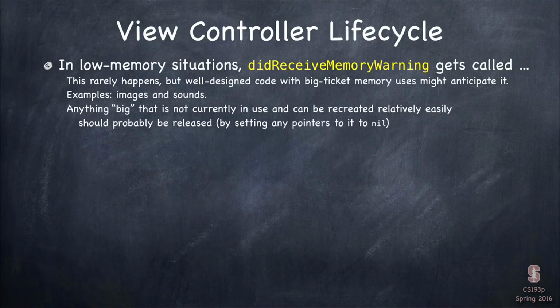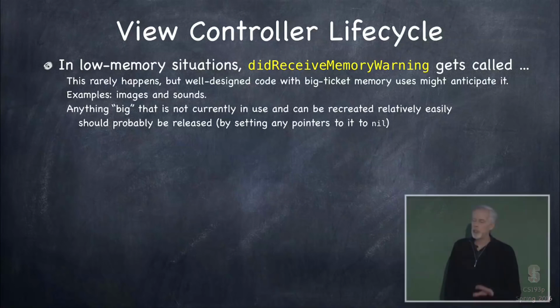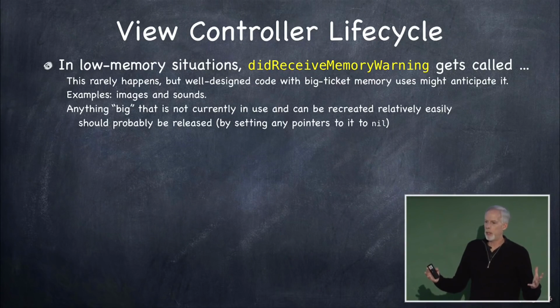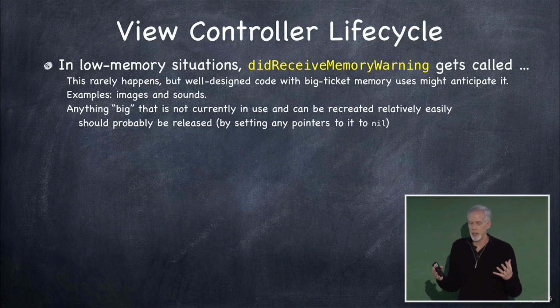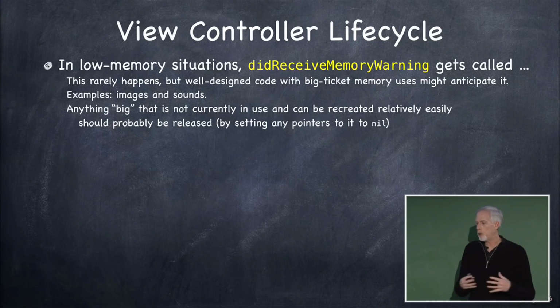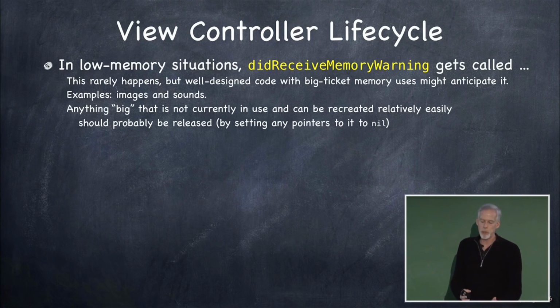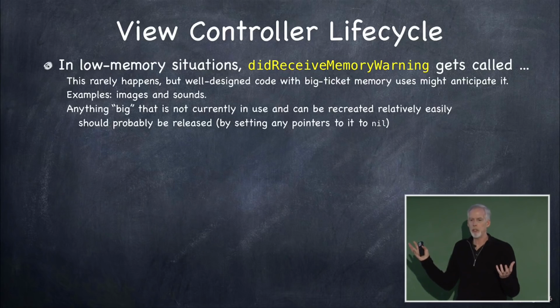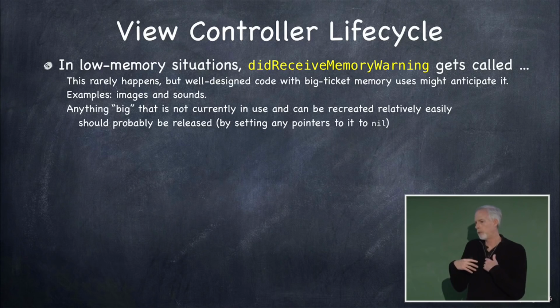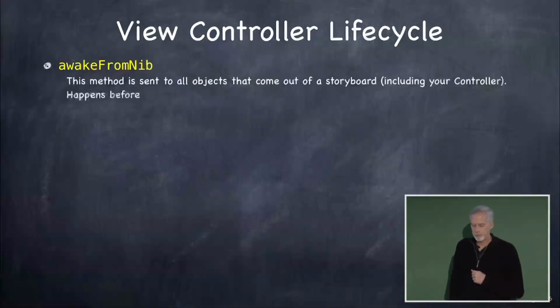Okay. In a low memory situation, did receive memory warning. This is only going to happen if your app uses a lot of memory. iPhones today have so much memory, it's ridiculous, so this is not really going to happen likely. But if you had a memory leak where you're leaking videos in memory or huge images or something like that, it's possible you might get this. When you get this, you should throw out any pointers to big things you have in the heap that you can recreate. So you can re-download them from the web or from your file system or something. You should throw them out when you get this one.